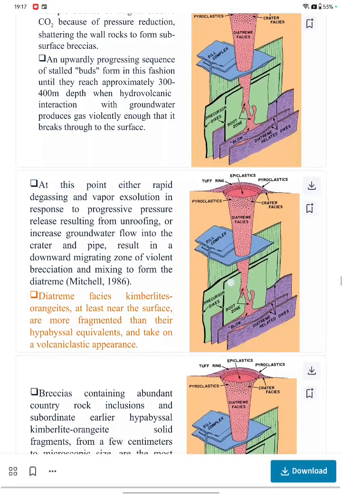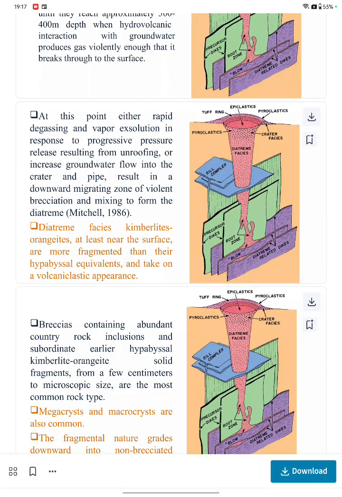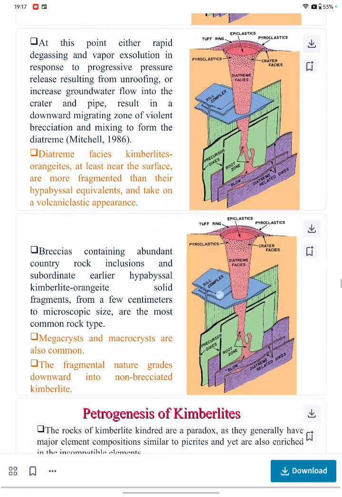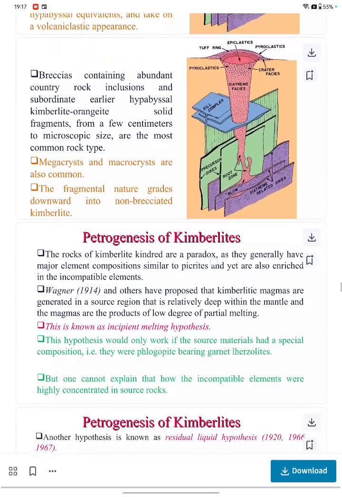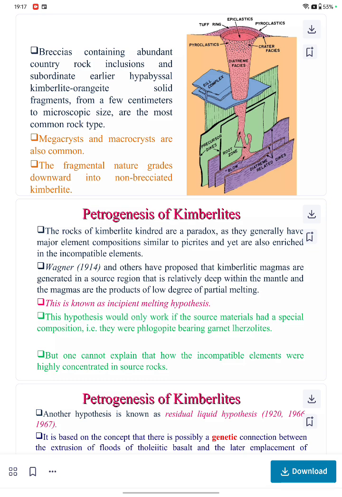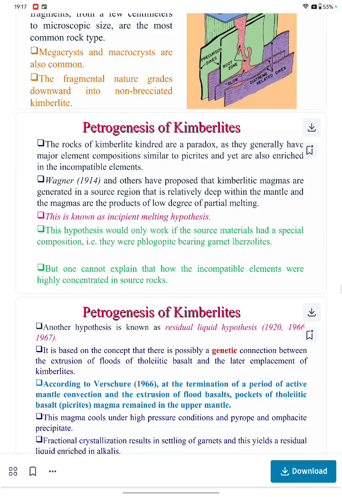So diatreme facies kimberlite orangites, at least near the surface, are more fragmented than their hypabyssal equivalents and take on a volcanic appearance. Breccias containing abundant country rock inclusions and subordinate earlier hypabyssal kimberlite orangite solid fragments, from a few centimeters to microscopic size, are the most common rock type. Megacrystals and microcrystals are also common, and the fragmental nature grades downward into non-brecciated kimberlites.